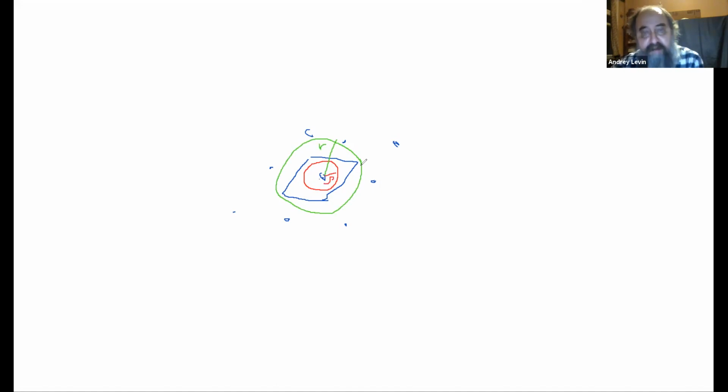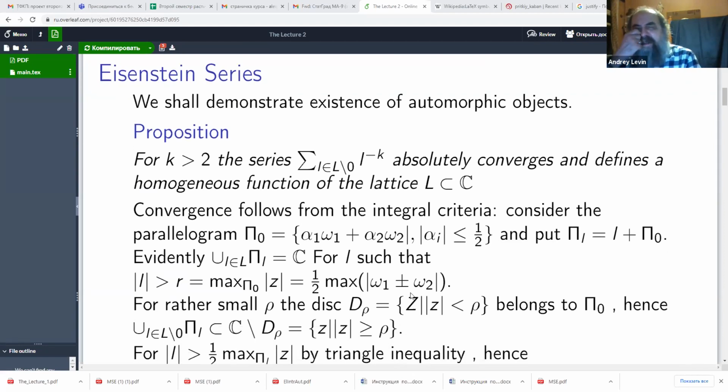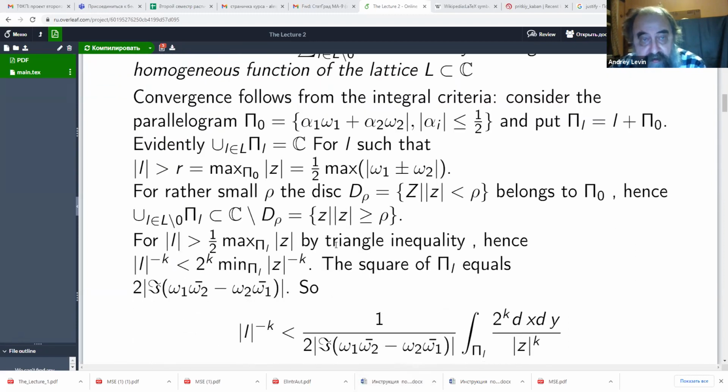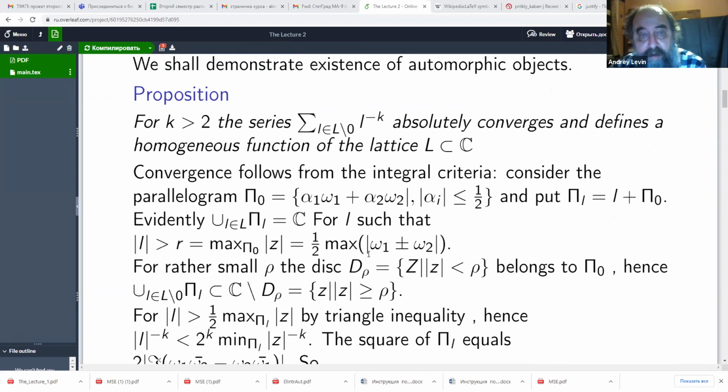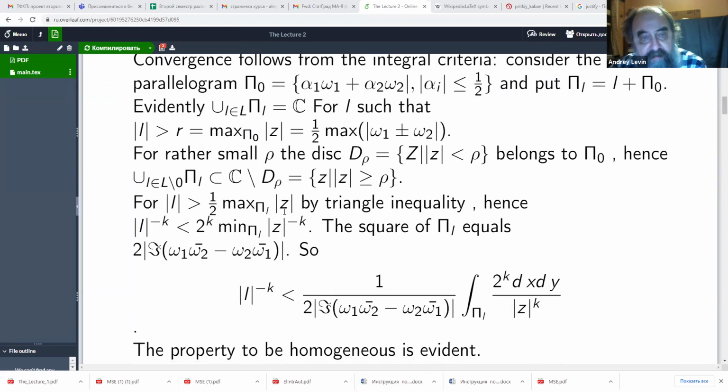Now I split all elements of this lattice into two classes. Short means that its length is less than R, and long if they are bigger. Then for long elements of the lattice, we have a rather evident bound.